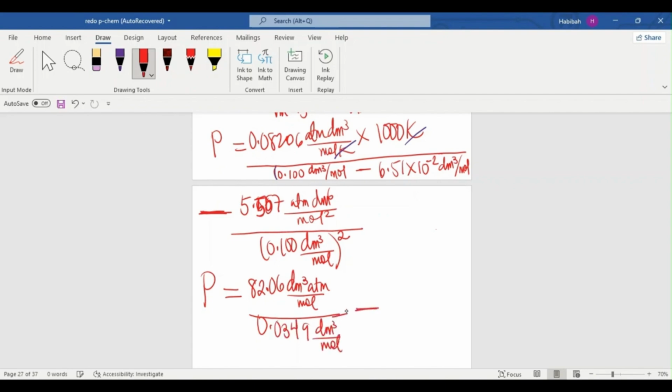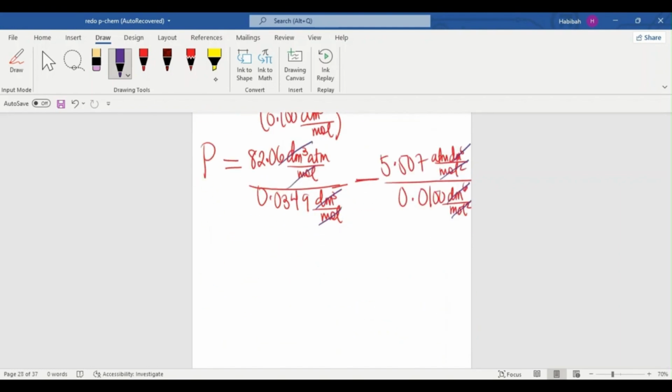So minus 5.507 atmosphere dm raised to the power of 6 per mole squared, divided by 0.100 dm cube per mole all squared, which is just simply 0.0100 dm raised to the power of 3 squared, which is just dm6. Mole times mole is just mole squared. So of course we cancel out dm cube here, mole here, dm6 here, dm6 here, mole squared, mole squared.